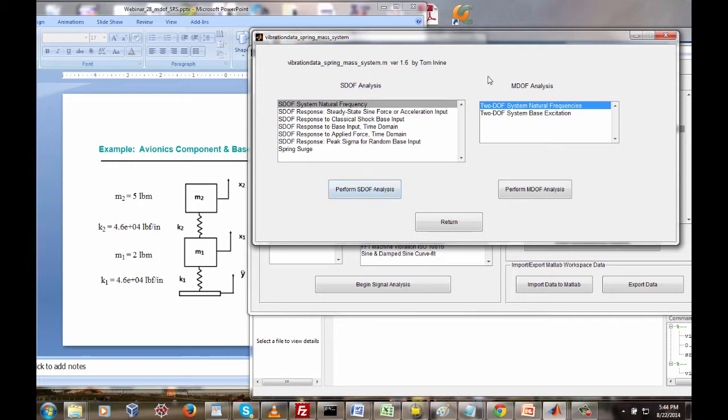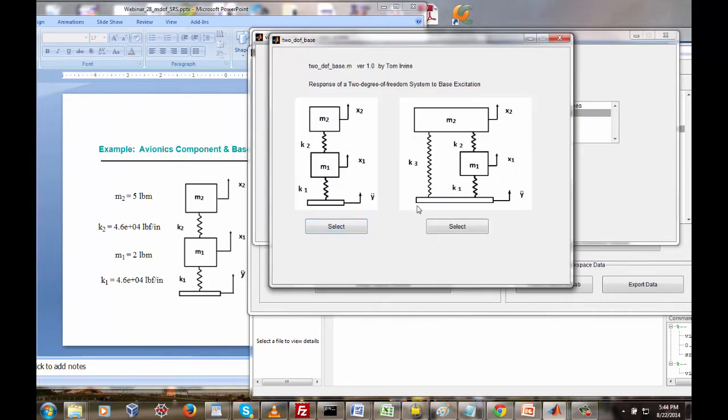And this is divided up into two halves. The left half here is for single degree of freedom systems. Then the right side is multi-degree of freedom systems. And let's go right to 2-degree of freedom system base excitation. So this will be an MDOF, which is a multi-degree of freedom analysis. Now we have two systems to choose from, and today we're going to do the system on the left. They're both 2-degree of freedom systems, but we'll choose the one on the left.